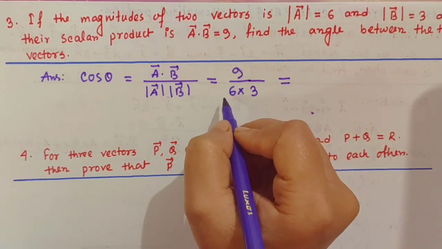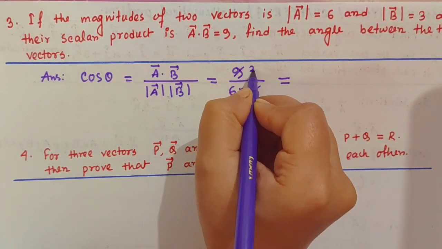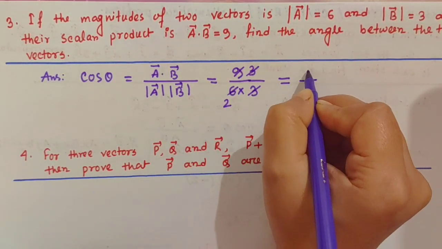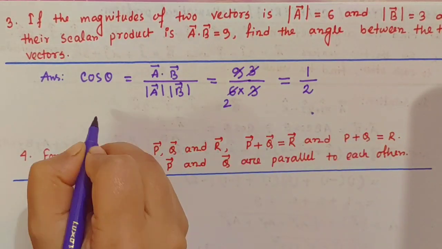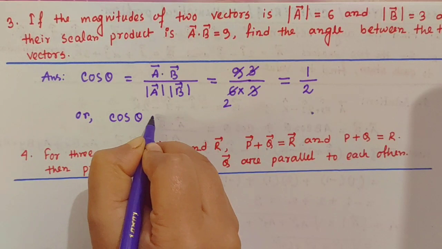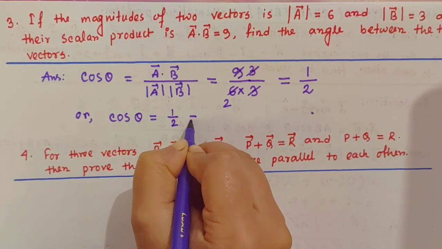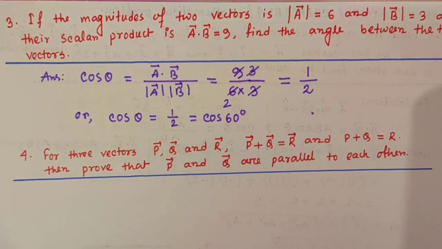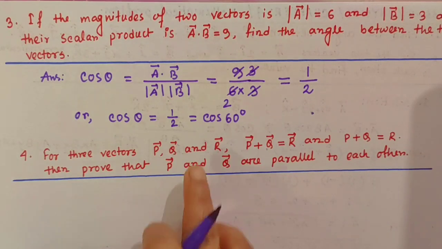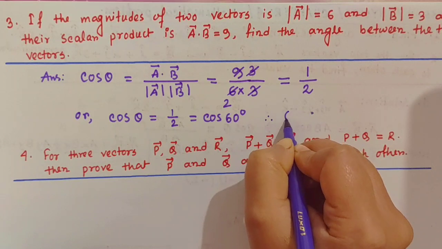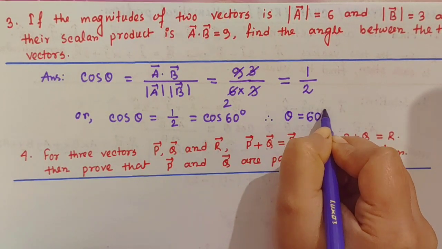Okay, so if we simplify this, 3, 3, 9, so 3, 2, 6. So 1 divided by 2. Or in the next line we can write cos theta is equal to half, which is equal to cos 60 degree. So if cos theta is equal to cos 60 degree, then what is the value of theta? Hence theta is equal to 60 degree.